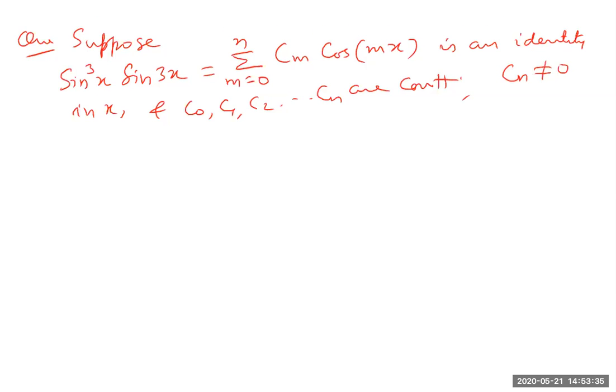What is n? Then find n. They can ask you to find C0, C2, C3 also. So what will be C0, what will be C1, what will be C2, etc. So this question was asked in 1981.